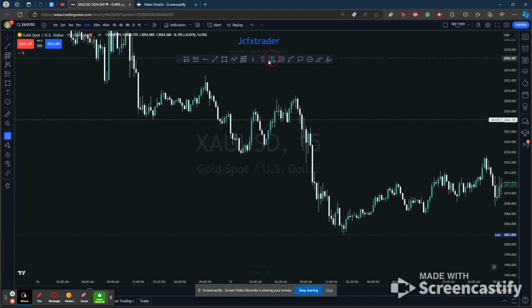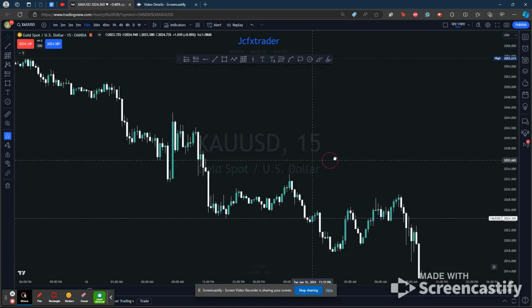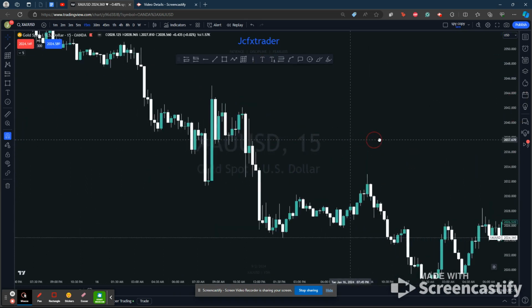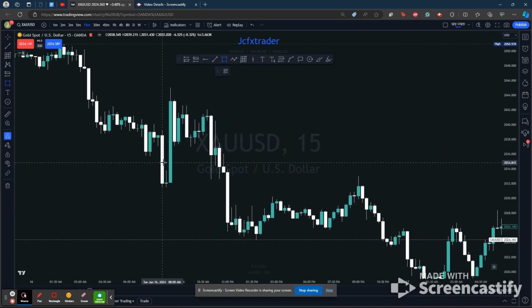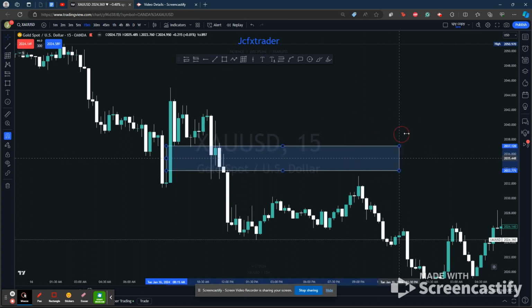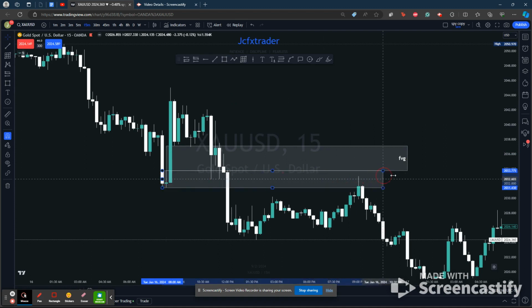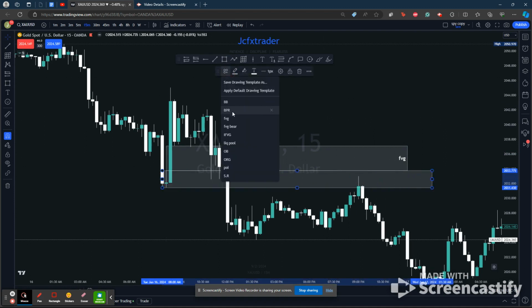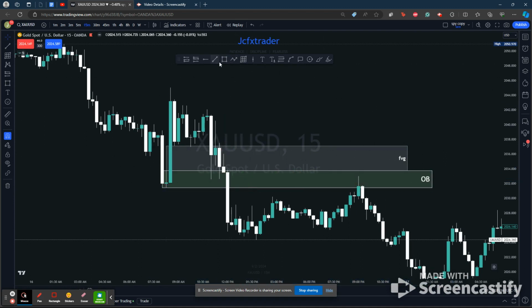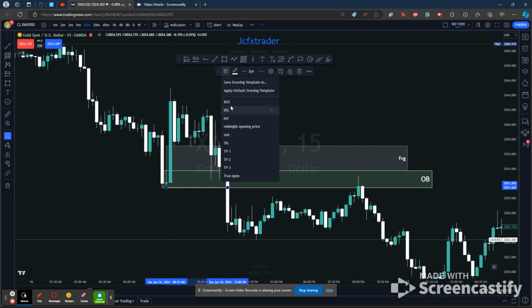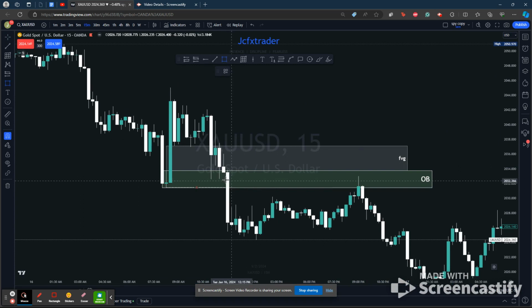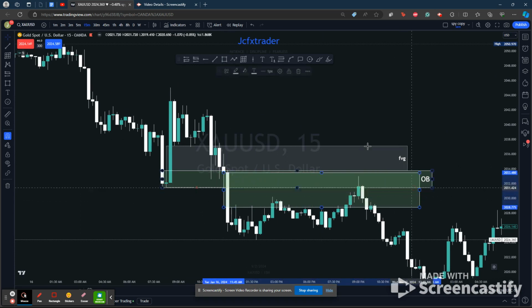So let's take an example. I'm gonna just look around, just find something. And we see here that we have a fair value gap, right? Fair value gap, an order block, right? Order block. And we see a continuation break of structure that also creates another fair value gap, right?